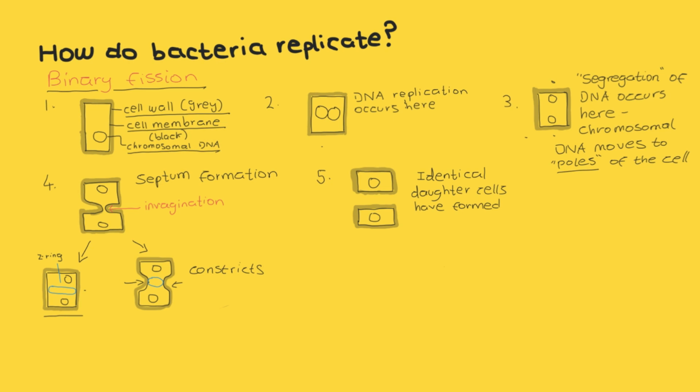And eventually when the cell membrane and the cell wall touch each other, you get 2 identical daughter cells, each with their own identical copy of chromosomal DNA, as shown in step 5. So this is how binary fission occurs, and it's a very efficient process. It allows bacteria to rapidly reproduce and multiply under favorable conditions.